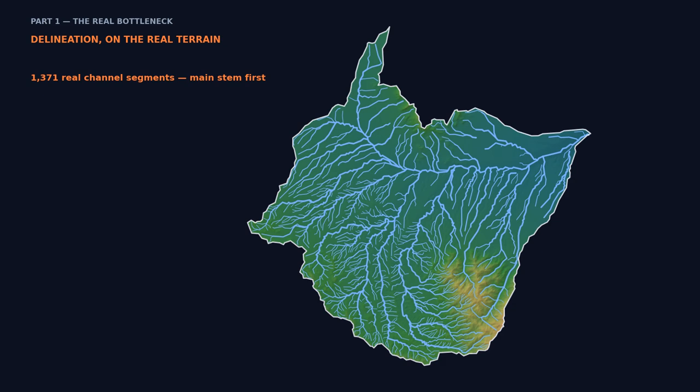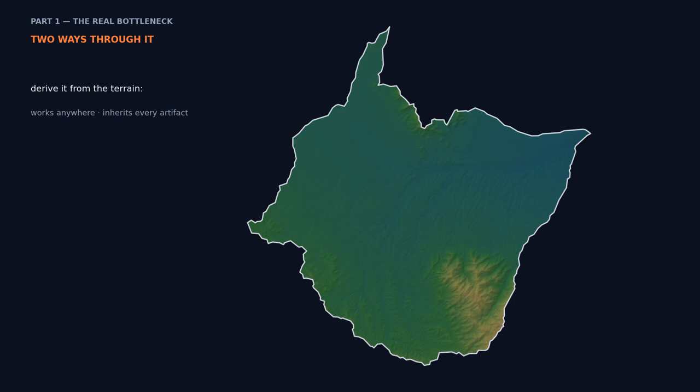Real terrain fights back. Pits and flats where water has nowhere to go, and flat ground where a 1-meter error changes which way the water leaves. This is the step that produces the error messages and the forum threads. There are two ways through it.